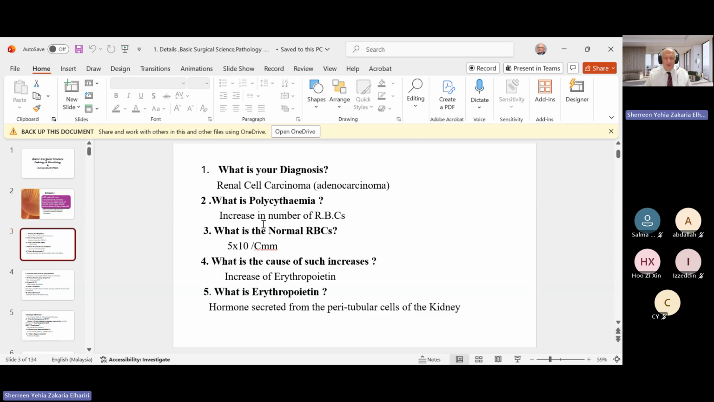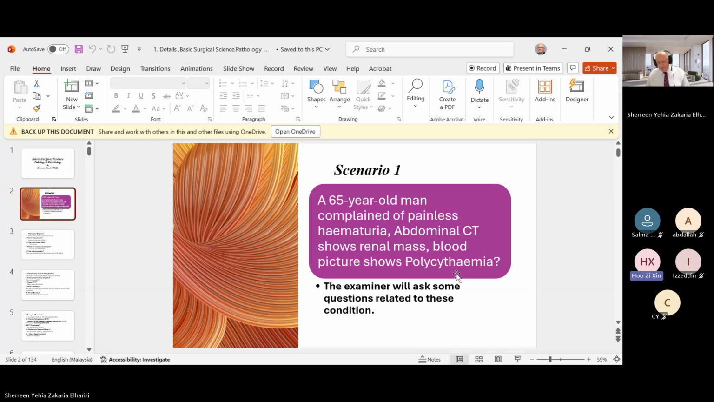Okay. What is the normal number of RBCs? The normal is 5 million. It is 5 million. Okay. So what is the cause of this polycythemia in this patient? Increase in erythropoietin. What is erythropoietin? It's a stimulus for red blood cell growth.